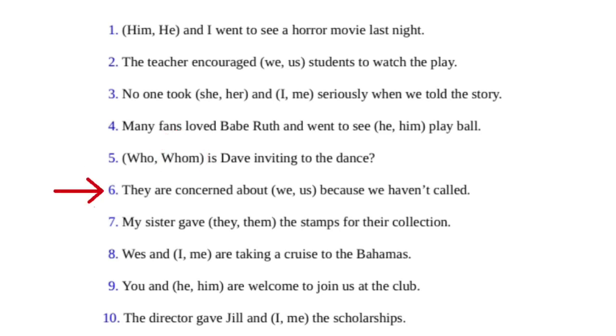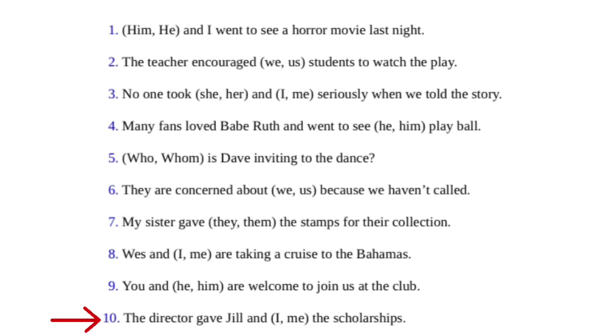Next one, they are concerned about us because we haven't called. My sister gave them the stamps for their collection. Next one, Wes and I are taking a cruise to Bahamas. Next one, you and he are welcome to join us at the club. You can just check you are welcome. Next one, you just close Jill and then you get the answer.